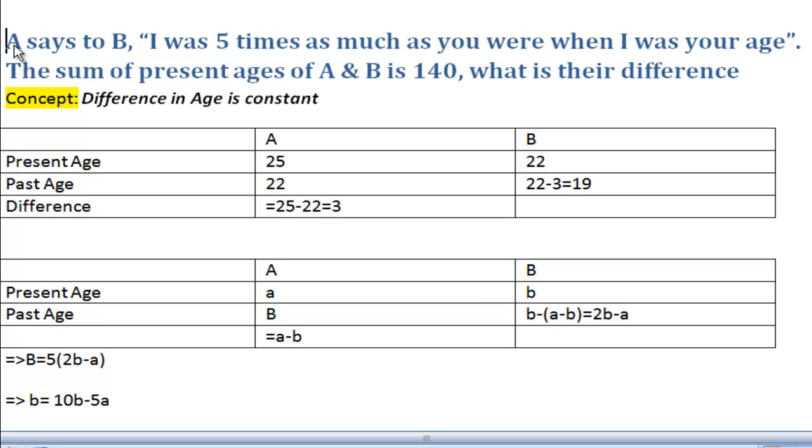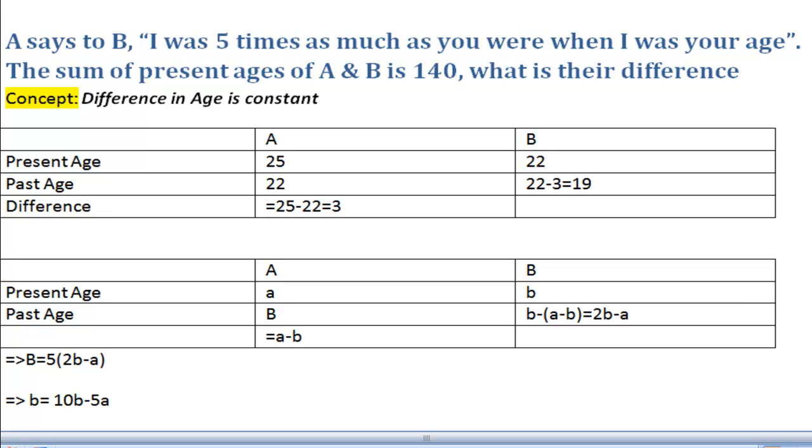A says to B, "I was 5 times as much as you were when I was your age." The sum of the present ages of A and B is 140. What is the difference? Now, the important thing is to interpret what is within the quotes. "I was 5 times as much as you were when I was your age." Please go ahead and attempt to solve this by framing an equation for the first statement within the quotes.